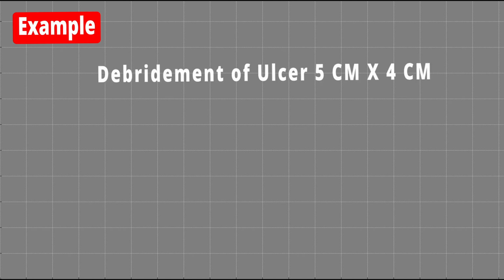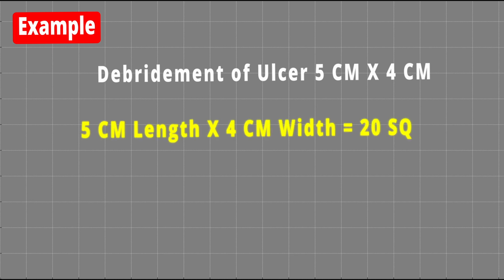How to calculate square centimeter? The simple formula for square centimeter is multiplying the length into width. For example, document shows 5 centimeter into 4 centimeter, which means 5 centimeter length and 4 centimeter width. When you multiply, you will get 20 square centimeter.